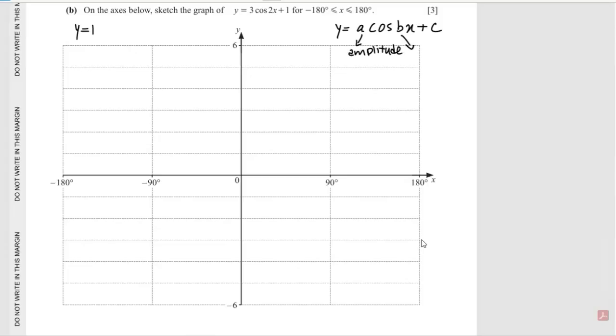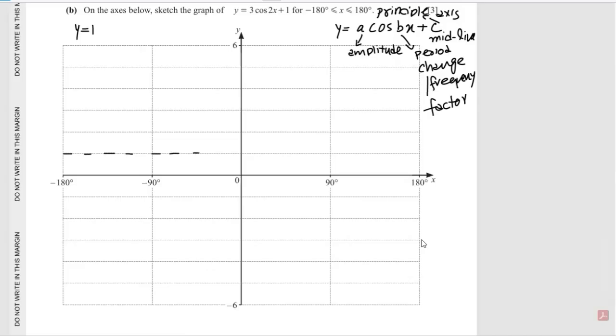Amplitude. This one is the period change factor. Sometimes we call it the frequency factor as well. And this C is known as the principal axis, or you can sometimes call it the midline as well, right? So the equation of the midline is this. Let me make an imaginary one. So y equals 1. This is where my graph is going to start. So that is now the x-axis for your graph. You can think of it this way.